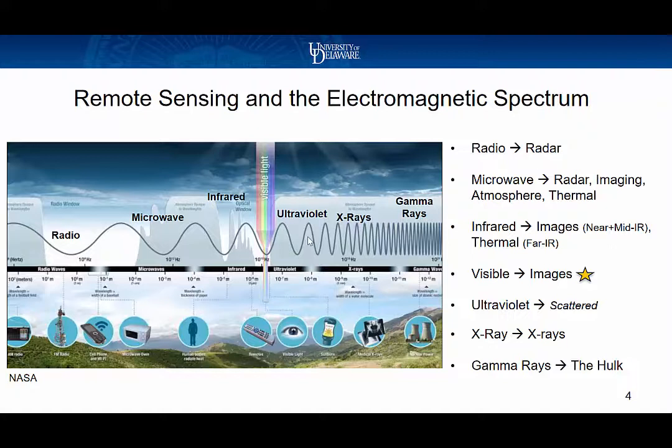Satellites do use some of these. Ultraviolet is scattered by the atmosphere. We can't use it. X-rays are used for X-rays, and the only use I know for gamma rays was to create the Hulk.